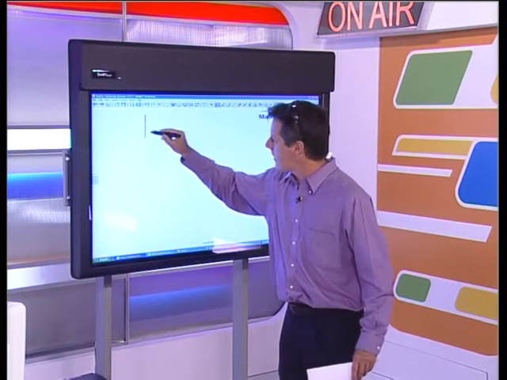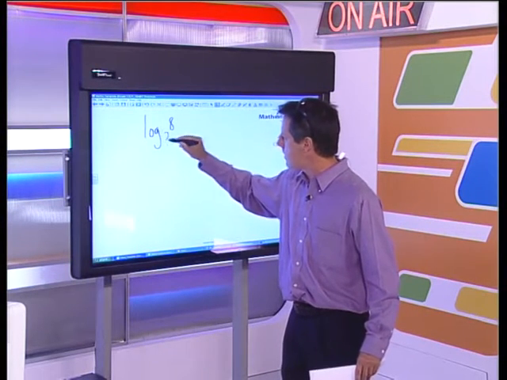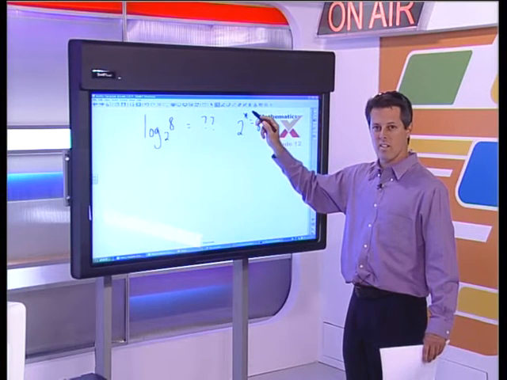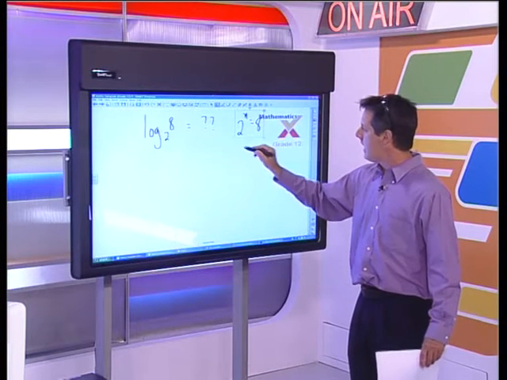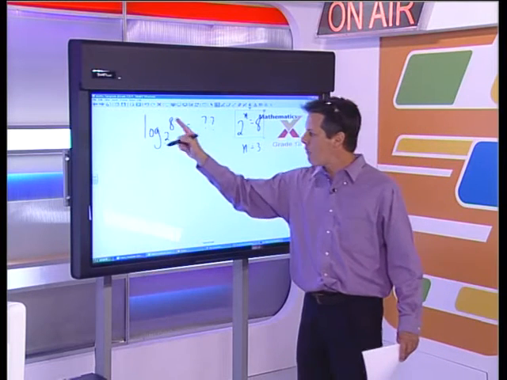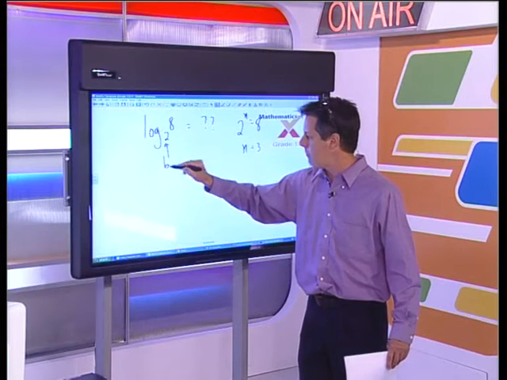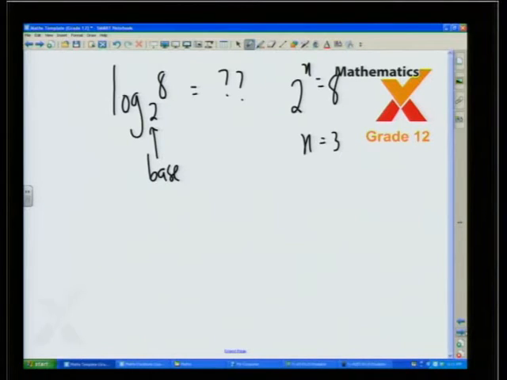If I have something like the log of 8 to the base 2, what does that mean? This is essentially a very similar question that's reworded. If I've got 2 to the power of x is equal to 8, I'm saying, what must 2 be raised to give me 8? Well, x is 3. In the same way, a log says to me, what is the exponent that the base must be raised to give me 8? So the log of 8 to the base 2 is 3.